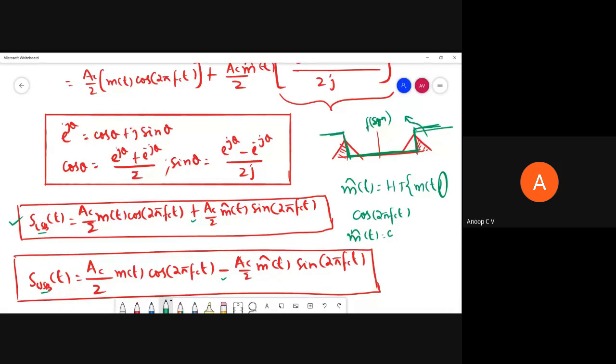But for instance, some results are required for us. If m of t is cos 2 pi fct, m cap of t will be cos of 2 pi fct minus pi by 2. What will this be? It will be plus sine 2 pi fct.